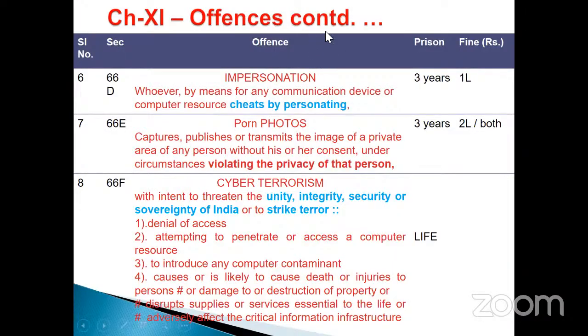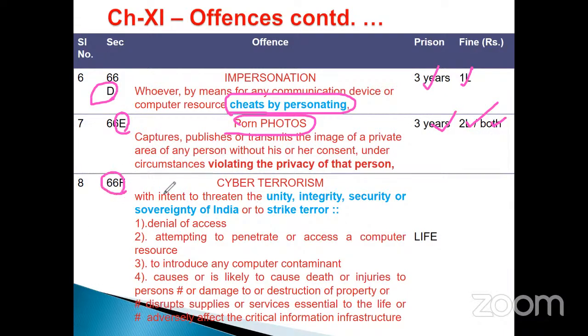Right. 66D, you remember duplication. 66C, copy. 66D, duplication. So cheats by personating, so appears as if he is the original user, but is not so. Same punishment, 3 years and 1 lakh. Then 66E, you can remember like this, elephant. Will the elephant wear the dress? No, it does not wear the dress. Therefore, pornography, photos, etc. 3 years, 2 lakhs or both.